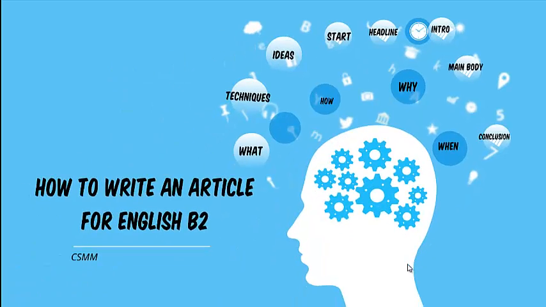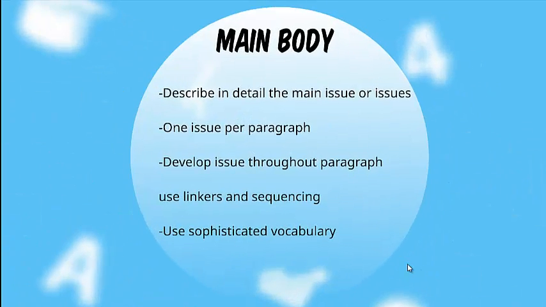The main body could be two or more paragraphs long. Here, you should describe in detail the main issue or issues. Each paragraph should deal with a different idea or issue, which is developed throughout it. The last sentence of each paragraph should lead to the next paragraph, and you should try to incorporate appropriate linkers and sequencing. Avoid using simplistic adjectives; use more sophisticated vocabulary instead.